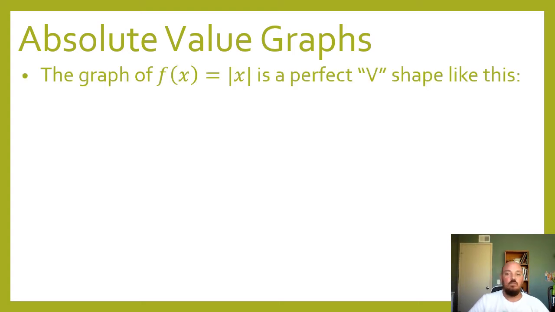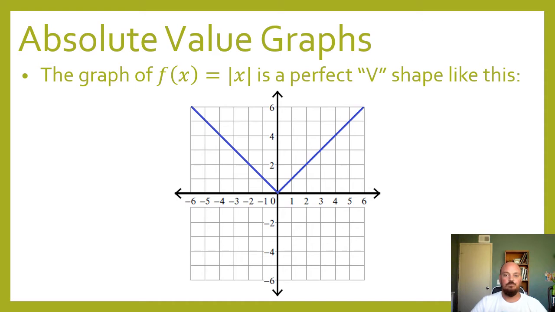All right, now let's take a look at the graph. The graph of the absolute value of x is a perfect V shape like this. This is the graph of f of x equals the absolute value of x. Now what's really happening here, remember I said it's a piecewise function? Right here is where x equals 0, which means on the right side of that line is where x is greater than 0, and on the left side of that line is where x is less than 0. Well, what you have right here is the line y equals x.